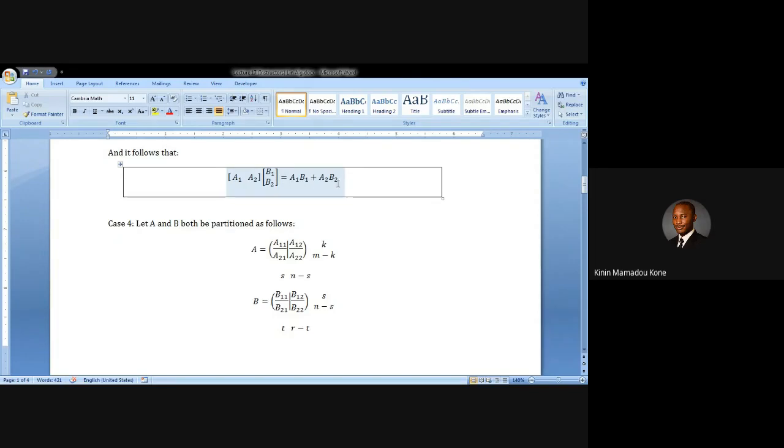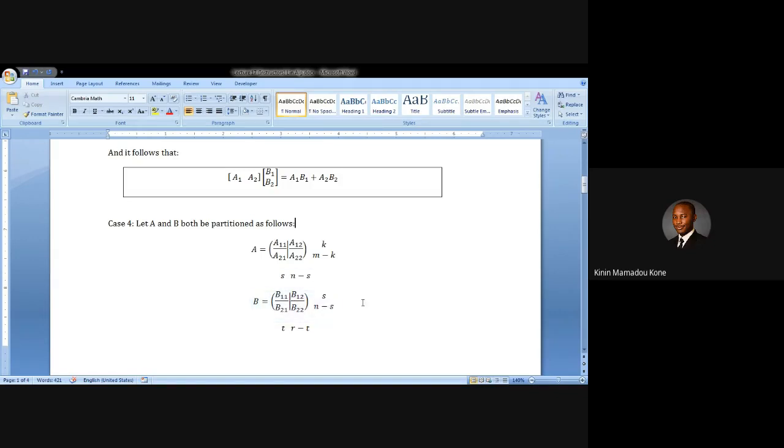So now there's another case, a fourth case. Let's assume now that A and B are partitioned as follows. So you have A divided into four different blocks and B divided into four different blocks. So from here we have k rows and m minus k rows. Here in the top we have k rows, and in terms of columns we have s columns, and here n minus s columns.